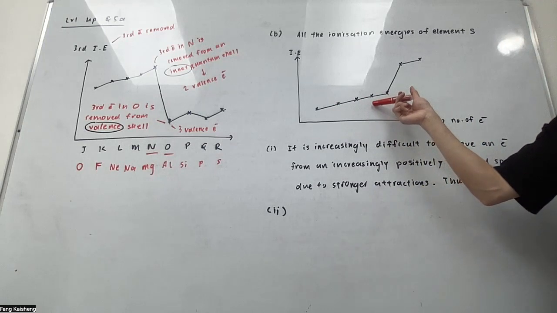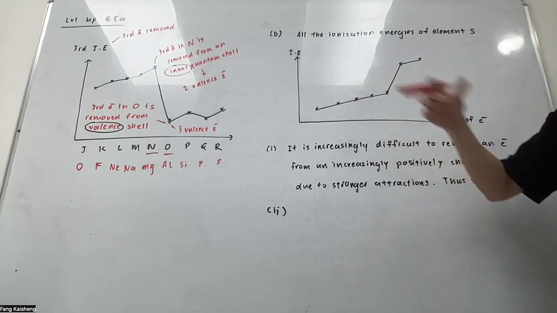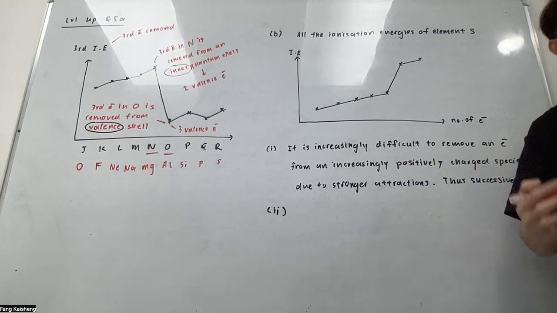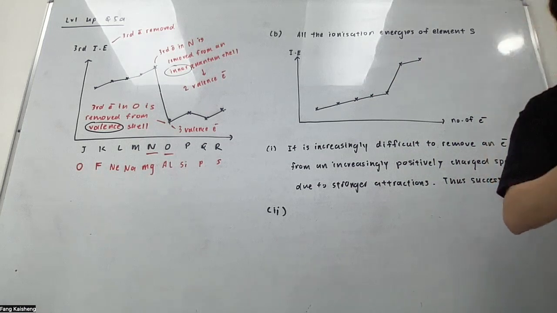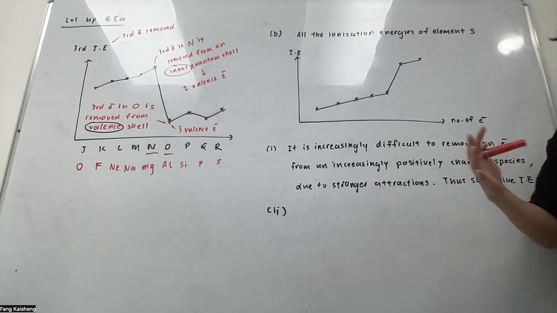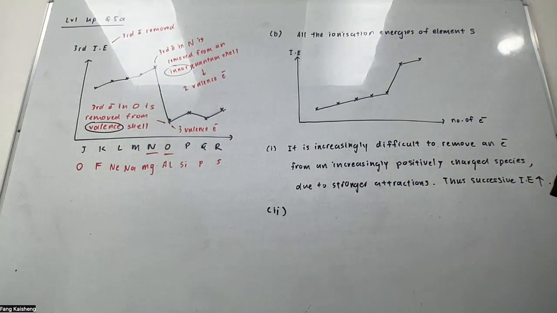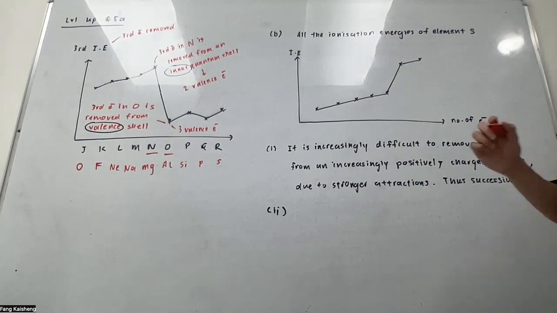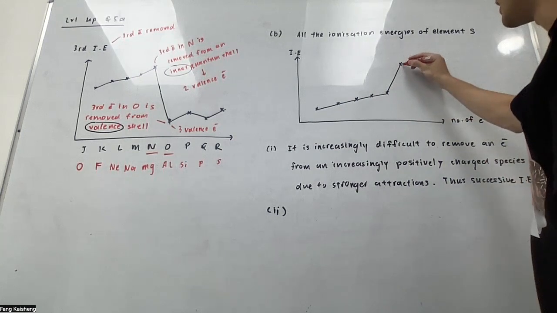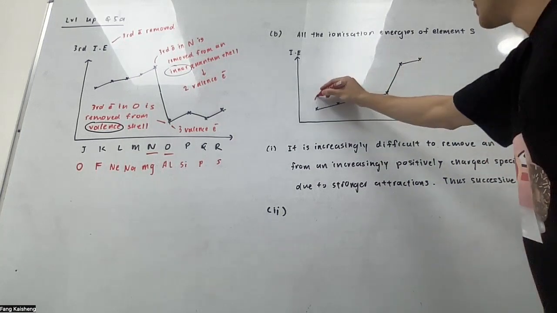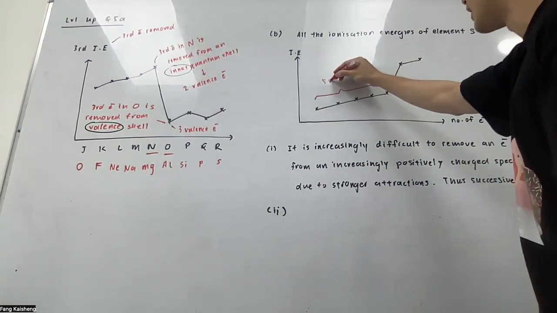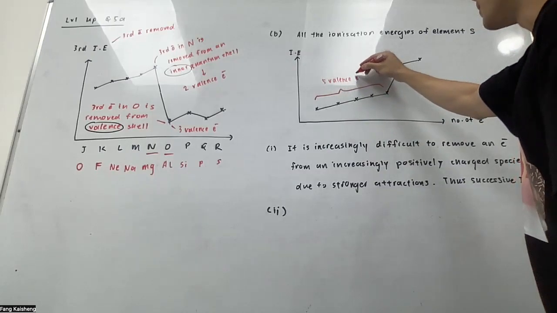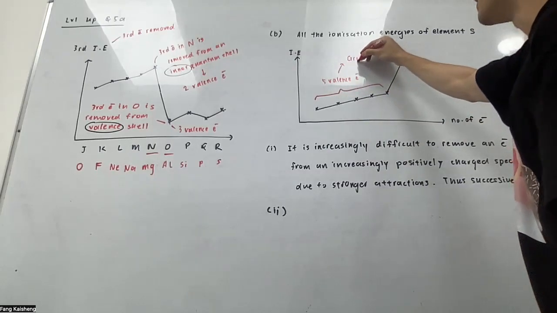What's the purpose of this graph? A successive ionization energy graph is to determine its identity. So guys, can you all tell me what information you have gathered from this graph? What group is it from? How many valence electrons does it have? 5. From 5 to 6, the 6th is in the inner shell. That means there are 5 valence electrons, meaning to say, it is in group 15.